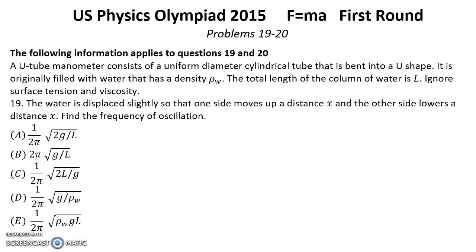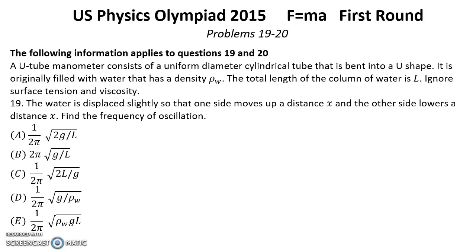Problems number 19 and 20. The following information applies to questions 19 and 20. A U-tube manometer consists of a uniform diameter cylindrical tube that is bent into U shape. It is originally filled with water that has a density ρW. The total length of the column of water is L. Ignore surface tension and viscosity.